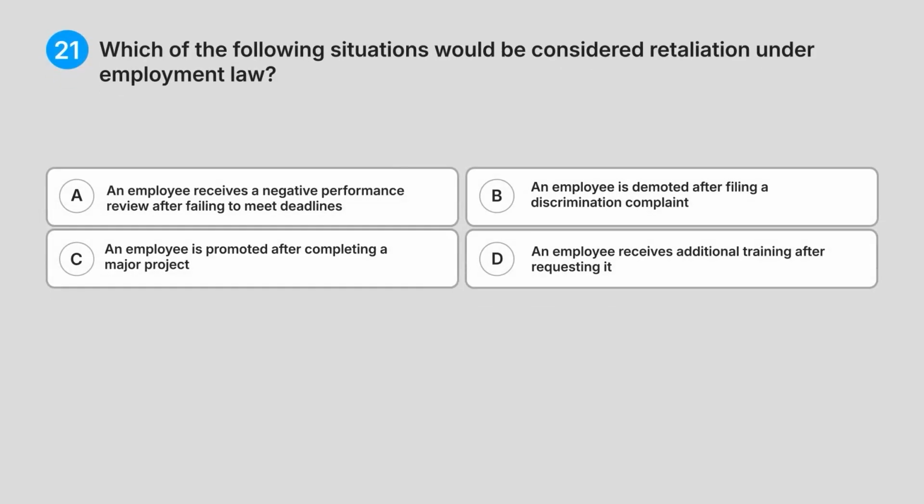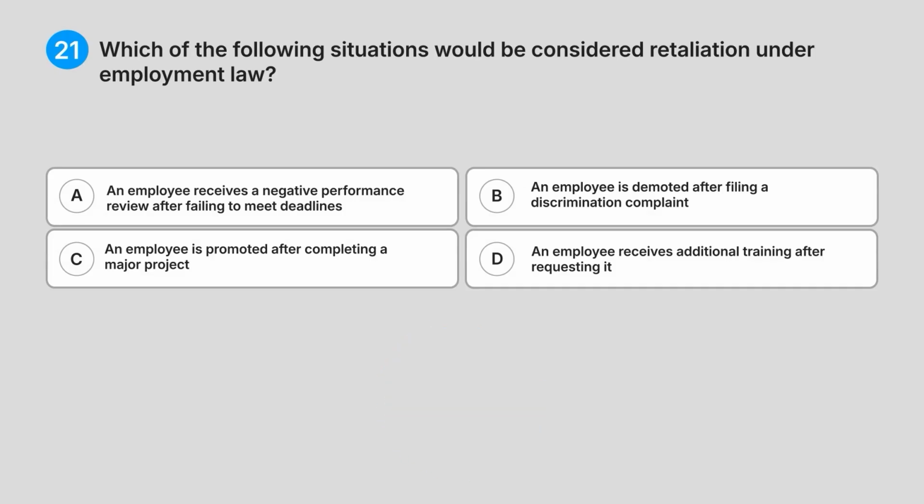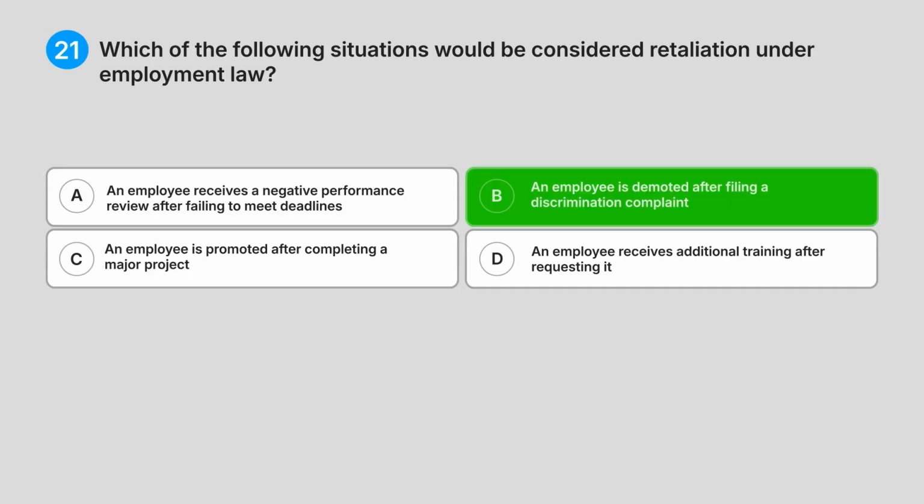21. Which of the following situations would be considered retaliation under employment law? A. An employee receives a negative performance review after failing to meet deadlines. B. An employee is demoted after filing a discrimination complaint. C. An employee is promoted after completing a major project. D. An employee receives additional training after requesting it. Do you know the answer? Correct answer, B. An employee is demoted after filing a discrimination complaint.